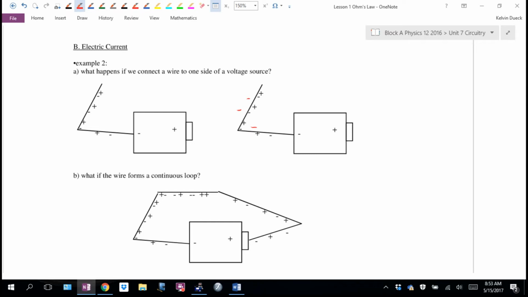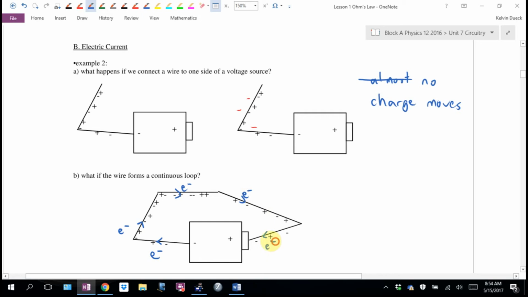So almost no charge moves, and then you can cross out the word almost. We're going to say, for all intents and purposes, nothing happens. I think a few electrons would go shooting into that wire trying to get away from each other, but really nothing. What if the wire forms a continuous loop? Well, now you're going to have a whole bunch of electrons going along the wire to get to the positive end. So the first thing we're going to say to you is, for a circuit to occur, you need a closed loop.